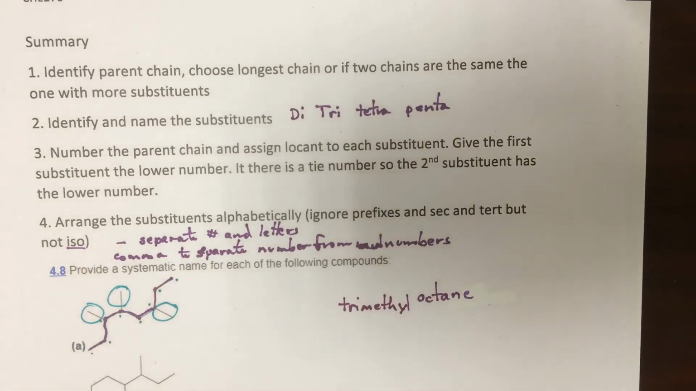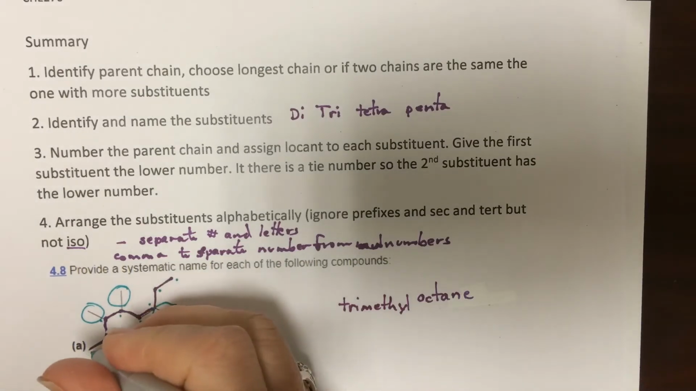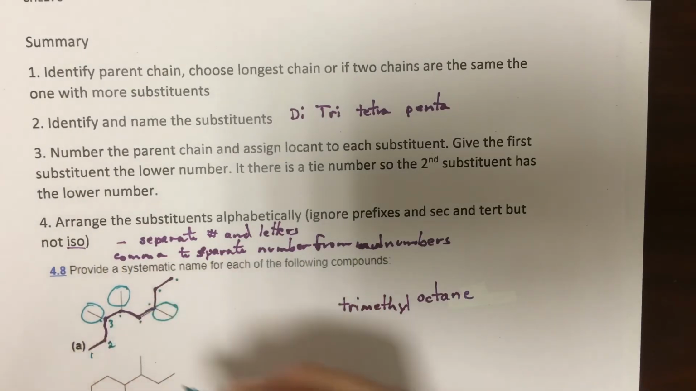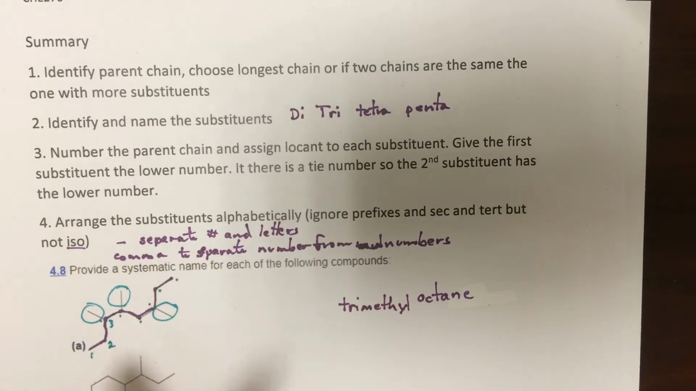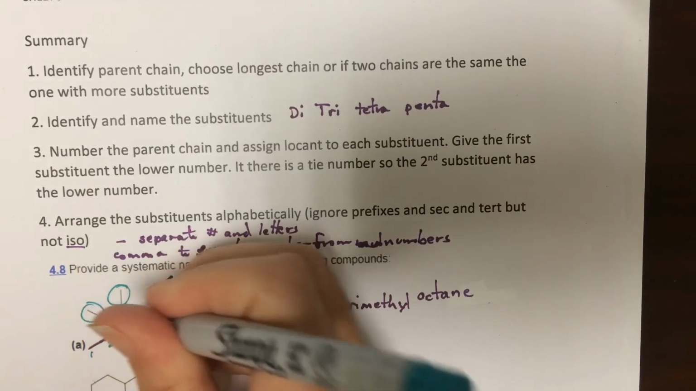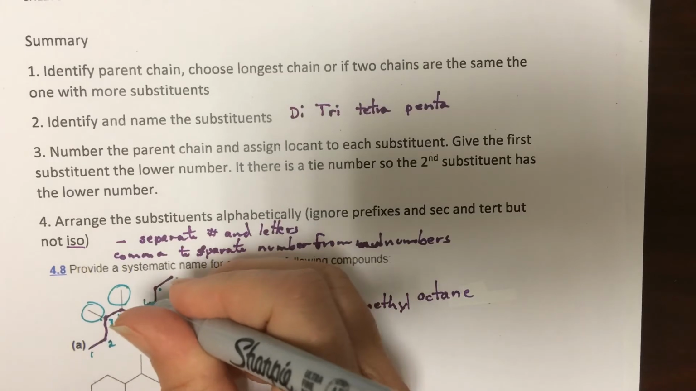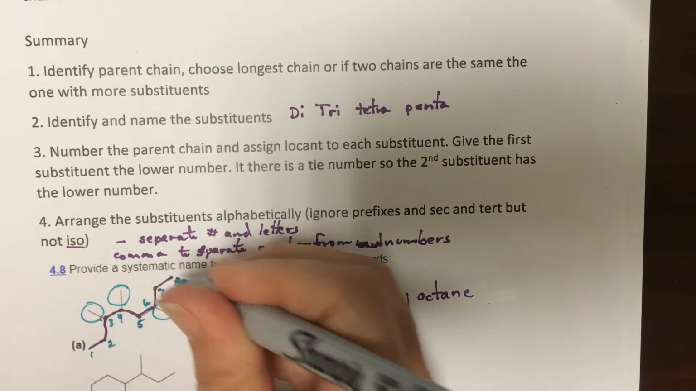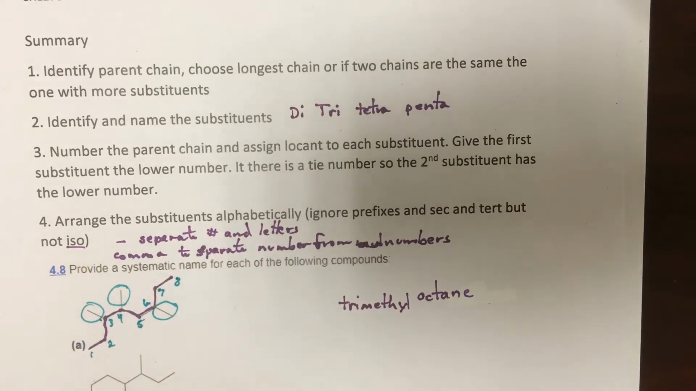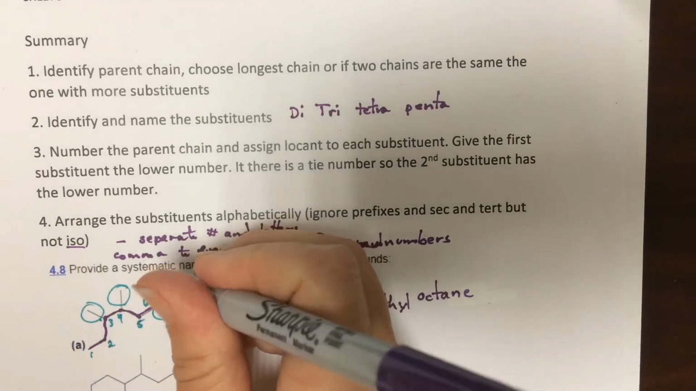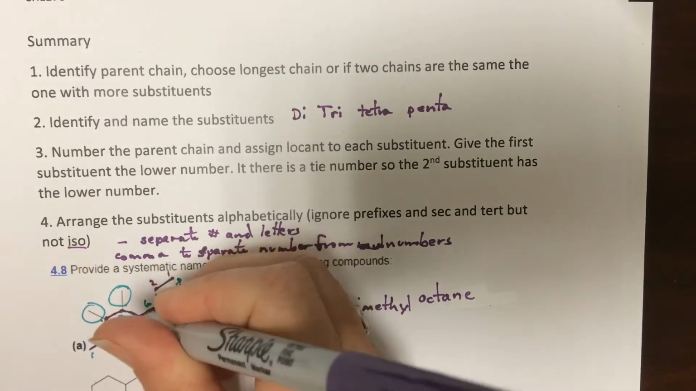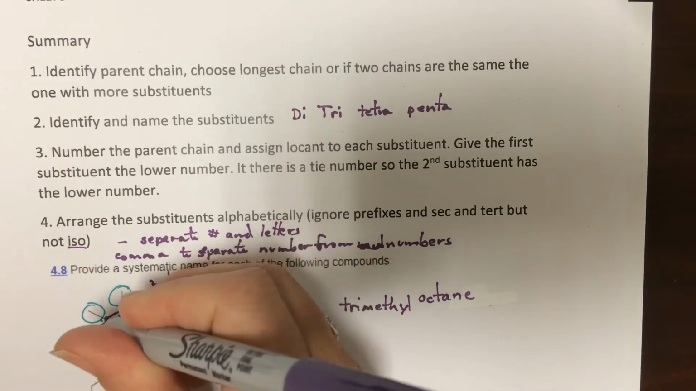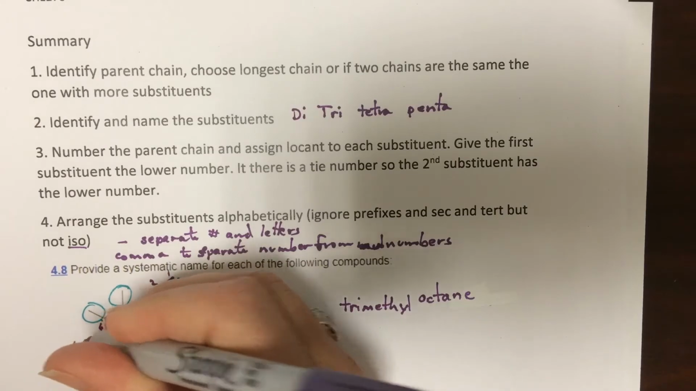And now we need to do our numbering. If we start numbering from the left side, we get 1, 2, 3. Our first substituent is going to be 3, 4, 5, 6, 7, 8. But if we number from right to left, we get 1, 2, 3, 4, 5, 6, 7, 8.